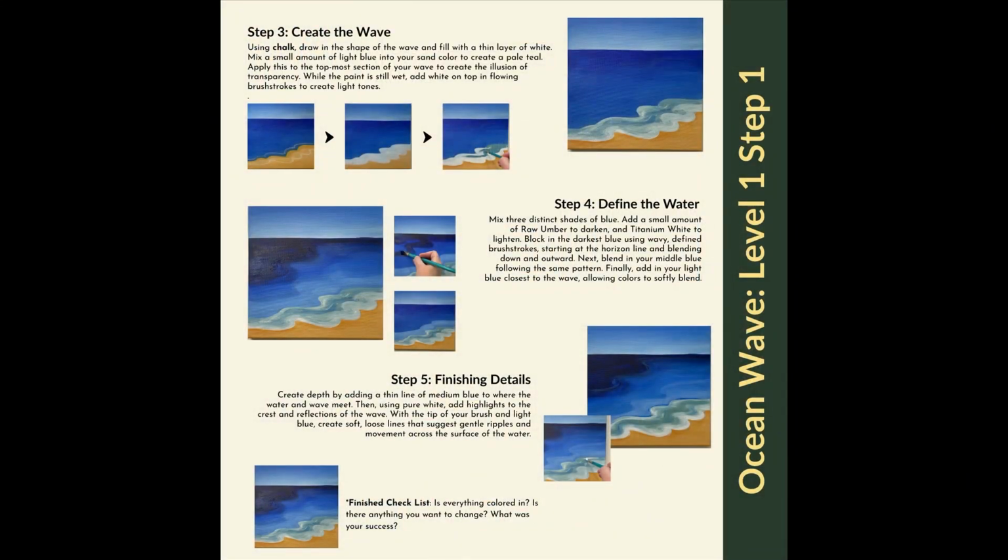If you look at your card, finishing touches details: create depth by adding a thin layer of medium blue to where the water and waves meet. Then, using pure white, add highlights to the crest and reflection of the waves. There's no waves, huh? No, it's just one wave. With the tip of your brush and light blue, create soft, loose lines that create gentle ripples and movement across the water.